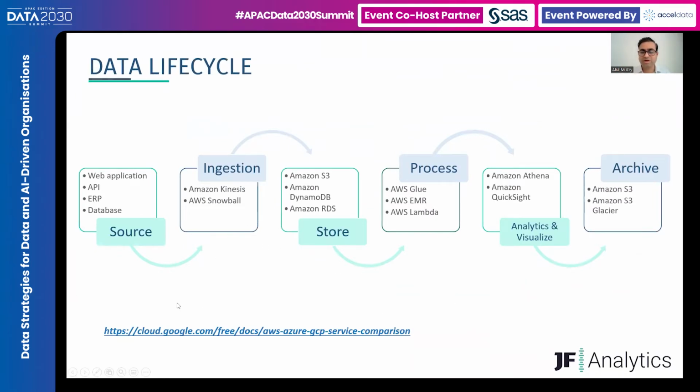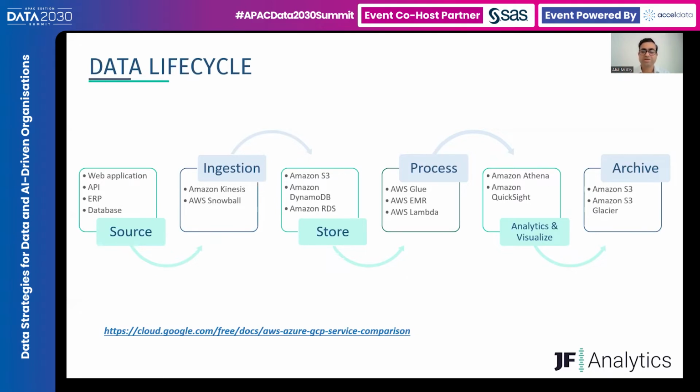In this one, I have mentioned the different stages of the data lifecycle. The first one is the source. The data source is data that is generated from different sources and ingested into the system. The data source can be web or mobile applications, APIs, ERP systems, clickstream data, or databases, etc. This data can be in raw form and helps to get some meaningful information.